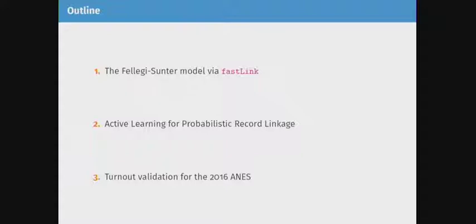So this is how the rest of the talk is going to look. First, I'm going to talk about the standard approach of probabilistic record linkage. Then I'm going to walk you through how I incorporated the standard approach within an active learning framework. And then I'm going to show you results from the question that I started this conversation with: what drives the large gap between self-reported and actual turnout? Not to keep you in suspense, we will learn that it's mostly about over-reporting. But I have to convince you that that's the case.